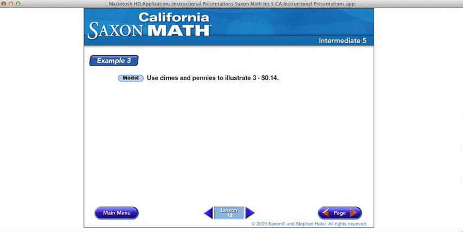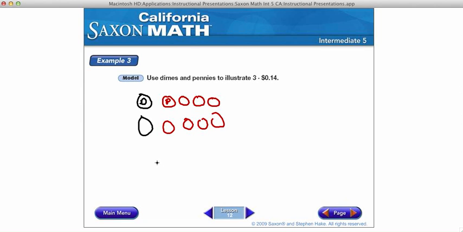So we're going to illustrate, which we're going to draw. So 14 cents gives me a dime and 4 pennies. Okay, but I have that 3 times, so I need another dime and 4 pennies, and a third dime and 4 pennies.